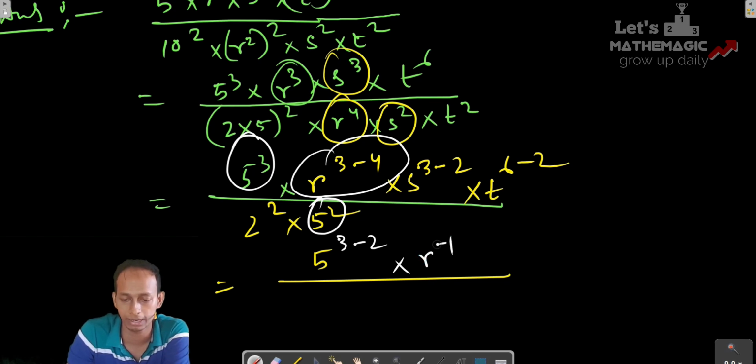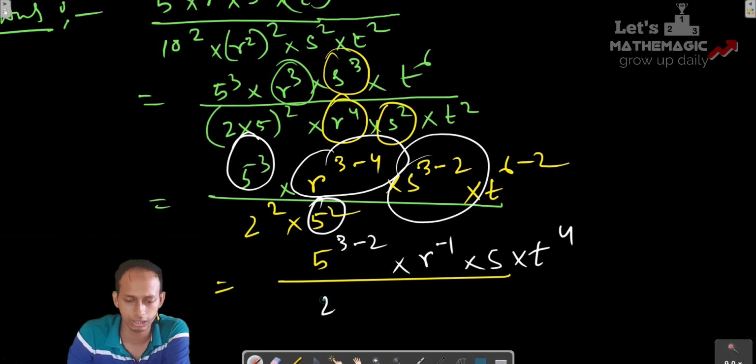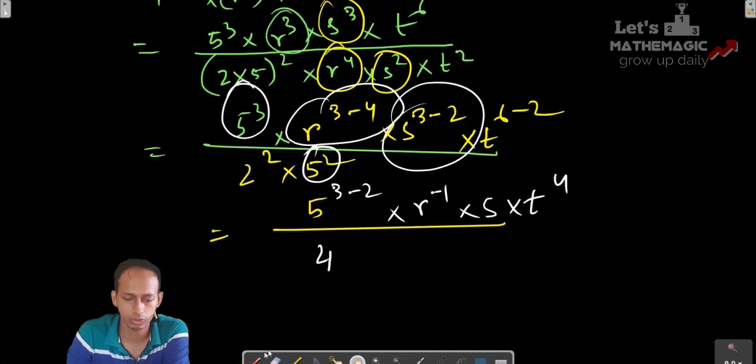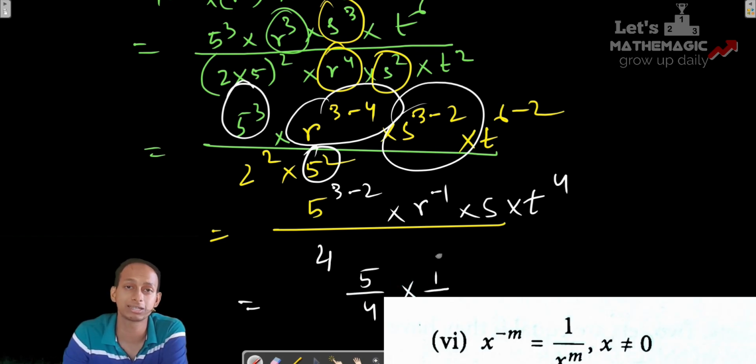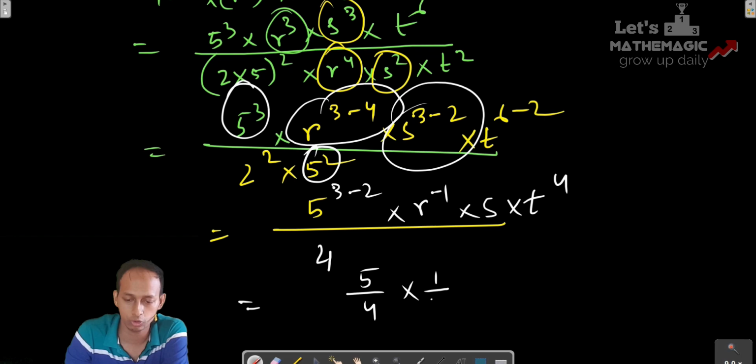It would be r to the power minus 1, and s to the power 1 only, so if there is 1 in the power, we no need to write it. And there I can see it's t to the power 4, then it's 2 to the power 2 means 4, and 5 is already gone for the formula. So what I can see, it's 5 to the power 1 only by 4, and into r to the power 1, formula number 6. So we can understand that if any power is in negative form, we can make it positive by taking the reciprocal. So it would be r to the power 1 when I reciprocal it, so it would be 1 by r. s would be like that, and t to the power 4 will be like that.